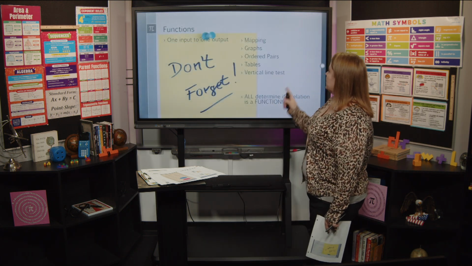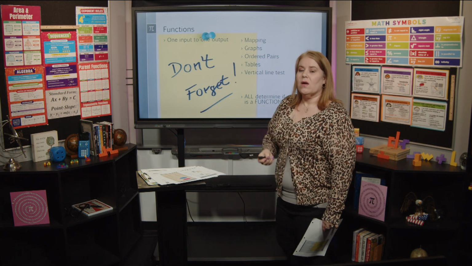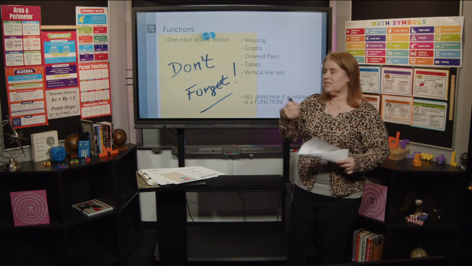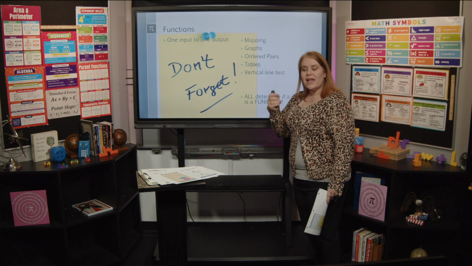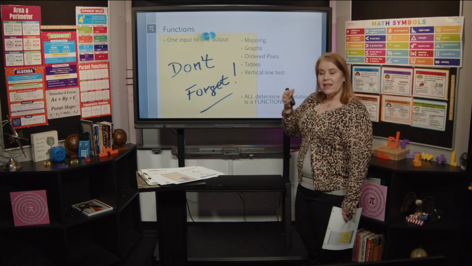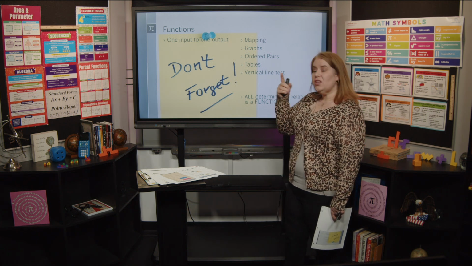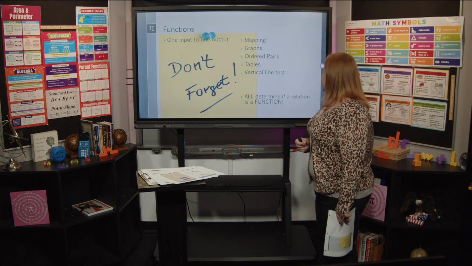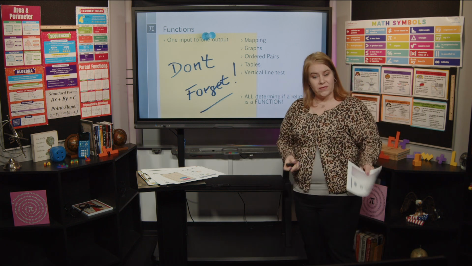One thing I don't want us to forget is that mapping where I have inputs to outputs, how that looks when I draw my x's to my y's, what it looks like on a graph, looking at those ordered pairs, how that looks on those tables, and using that vertical line test. All this determines if we have relations or functions.